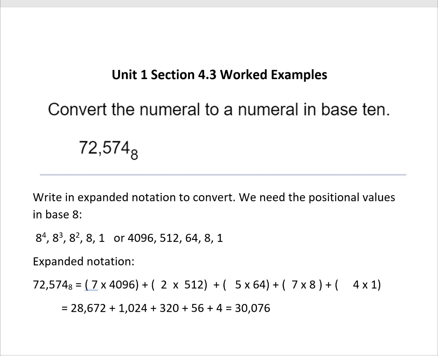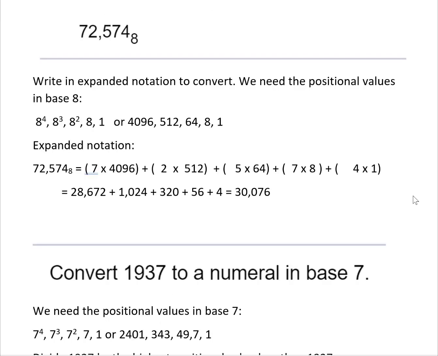And so I've got 5 positions here, so I need 5 positional values, and I start with 8 to the 4th, which is 4096. 8 cubed is 512. 8 squared is 64, and then 8, and then 1. And then I go ahead and write it in expanded form, so I have 7 times 4096, plus 2 times 512, plus 5 times 64, plus 7 times 8, plus 4 times 1. And if I multiply and add those together, I get 30,076. So this numeral converted to base 10 is 30,076.